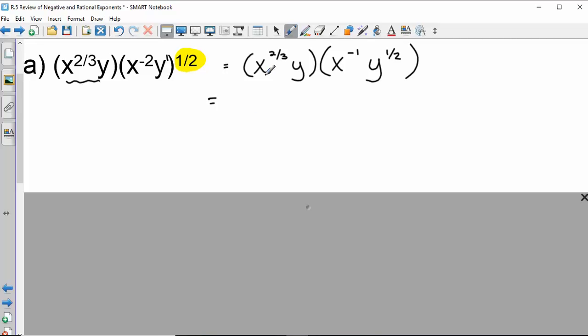Now we're multiplying. You can multiply in any order, so we're going to just go ahead and multiply our x's together. When we do that, we add their exponents. So 2/3 plus negative 1 is a negative 1/3. Y, we're adding those exponents, so that's understood to be a 1. So 1 plus 1/2 is 3/2. I do prefer you write your exponents as fractions instead of decimals, because we are going to start using radicals. So I don't want to see 1.5. Just tell me 3/2.